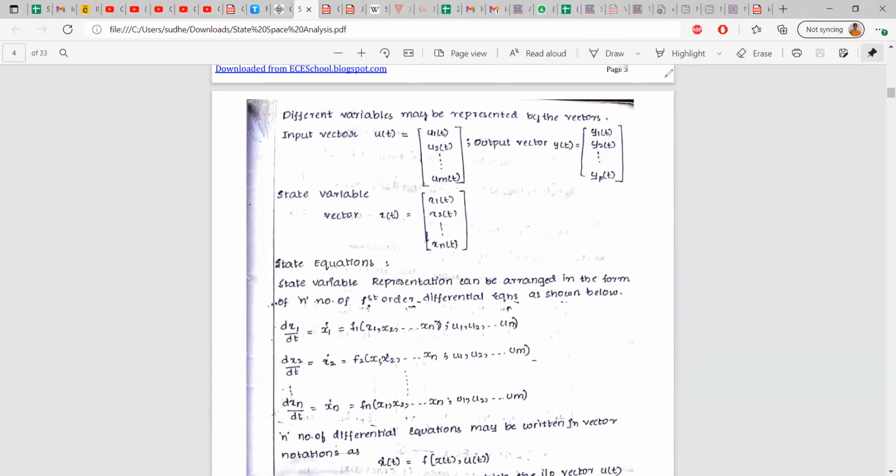If you represent it with matrices like this, we have the input vector, output vector, and state variable vector, nothing but the state vector, and the state equation like this. So shall we take one example?